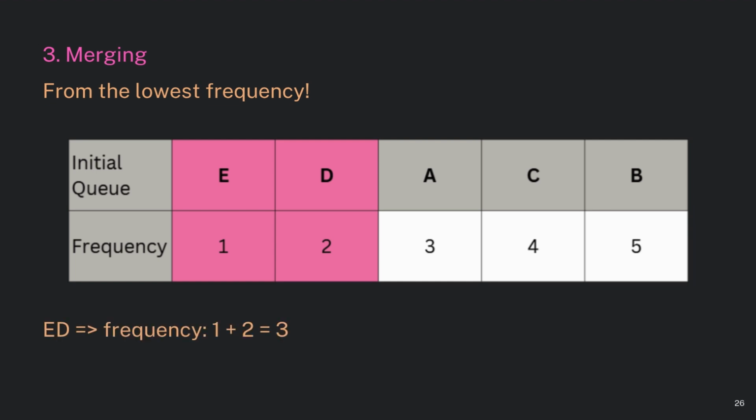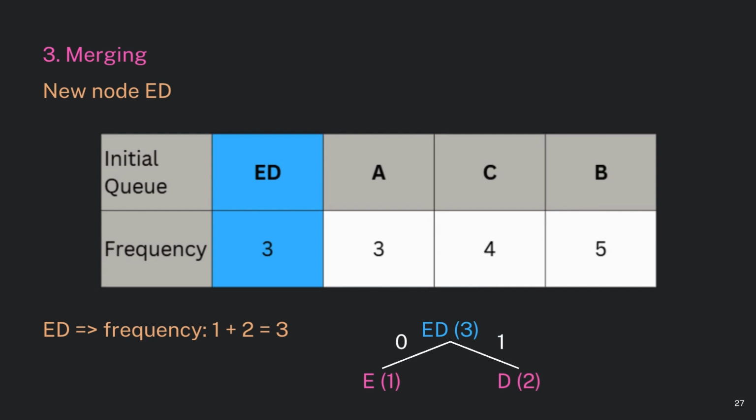Afterward, we are combining these two nodes to create one internal node called ED as a parent node of these two, which has the sum frequency of these two nodes. In this case, it's going to be 3. Then I insert this new node ED inside my priority queue. Since ED has a frequency of 3, it's going to be at the front of the queue again.